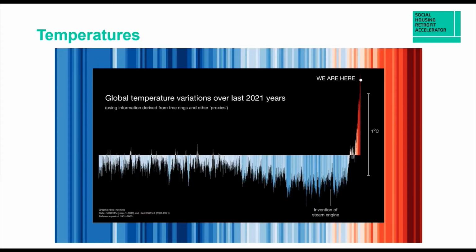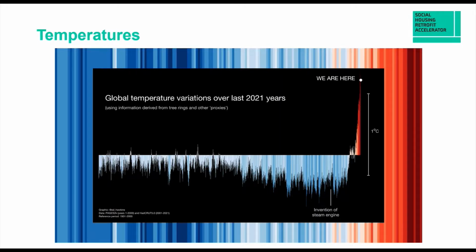And these are the temperatures. While there are direct measurements from the end of the 19th century, scientists are able to use proxies and go back 2,000 years. And this graph highlights that the change we experience is really unprecedented. So we're currently at around 1.2 degrees.